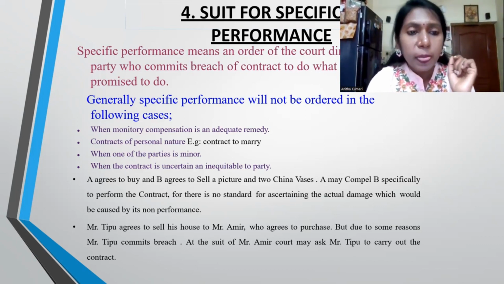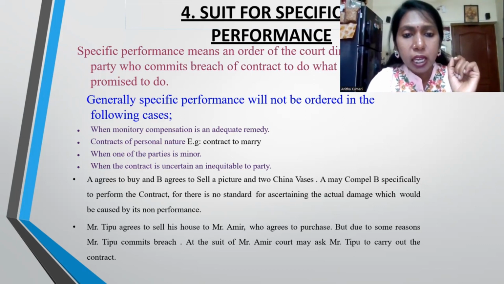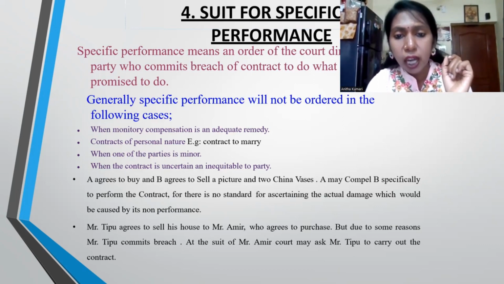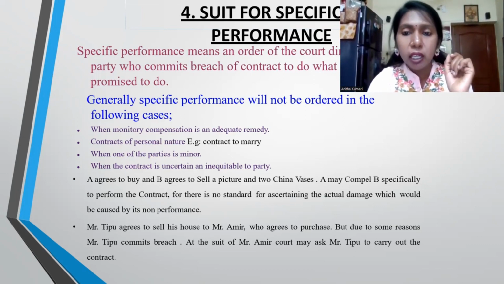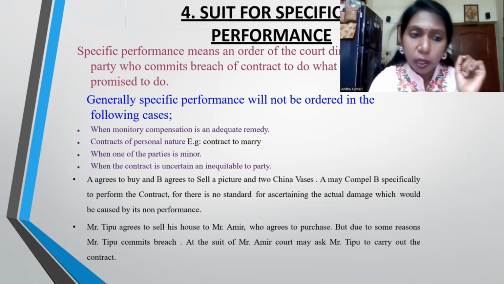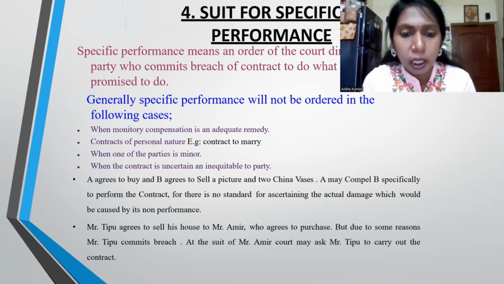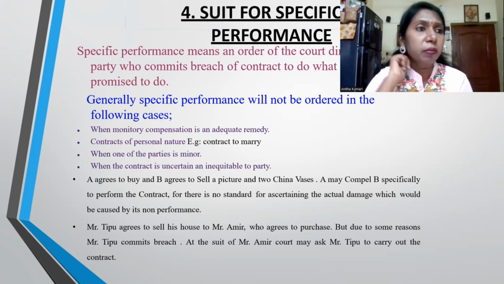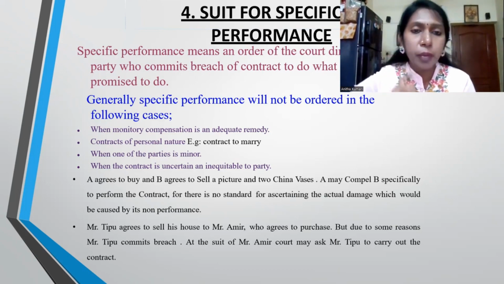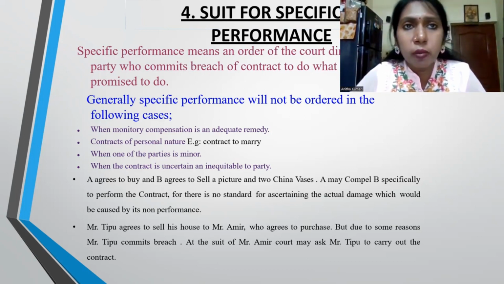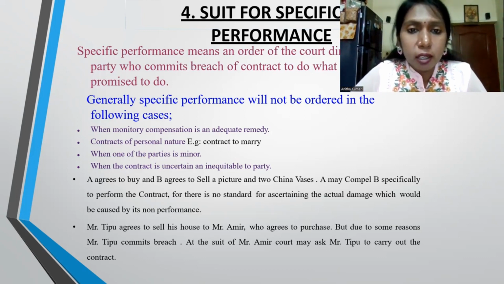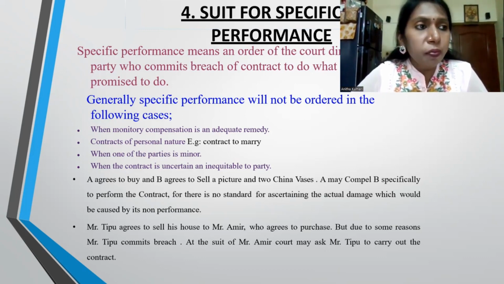For example, see here: A agreed to buy from B a picture on a China base. A may compel B to specifically perform the contract. For this, there is no standard for ascertaining the actual damages which would be caused by non-performance. So for example, I am a painter. One customer got very much impressed by my painting. So she visited and entered into a contract.